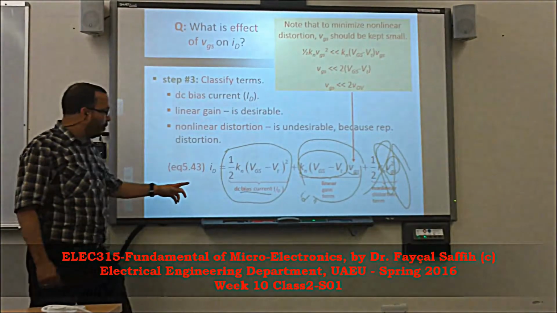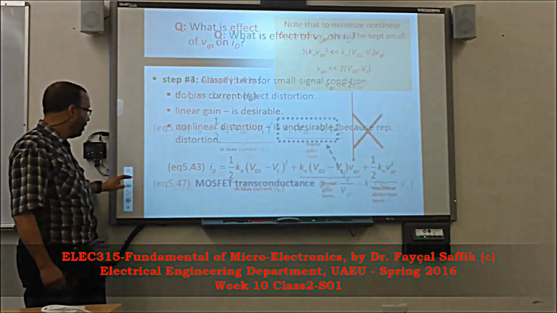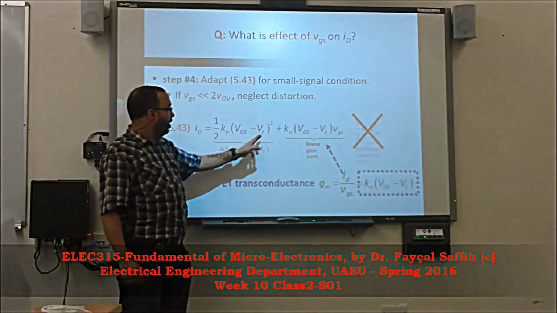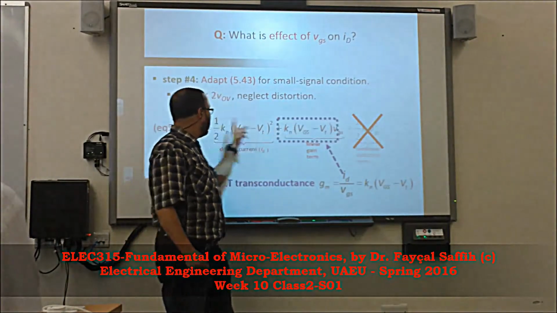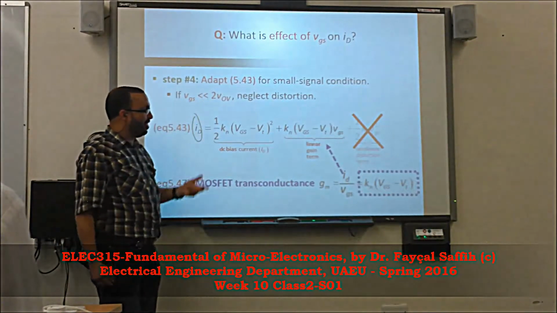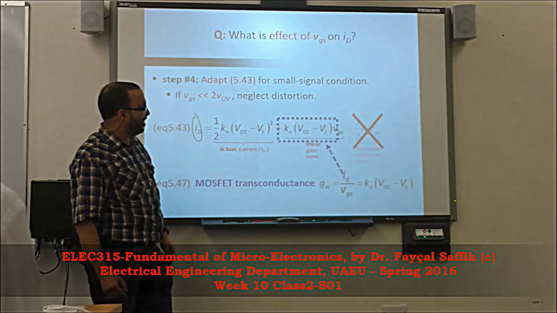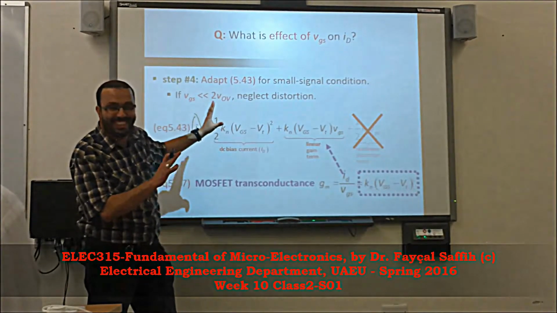So I have two things in here. I have a DC current and I have an AC current, the instantaneous current. That's it. See? Nice visualization.